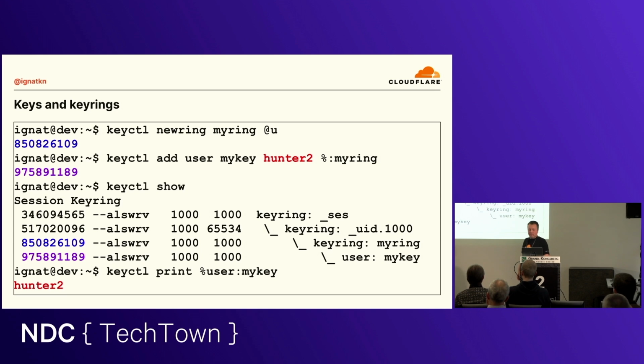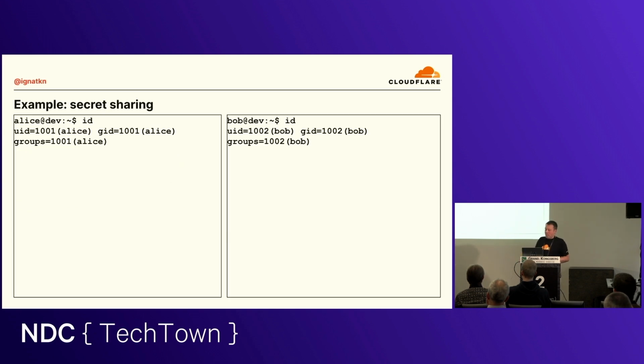Cool so far, right? It's very interesting. You can do a lot of things with it. For example, you can do simple secret sharing. Now we have two users on the system, Alice and Bob. You may see that they're not connected in any way, so they're not part of a common group or anything, but still I can securely share a secret between these two users.